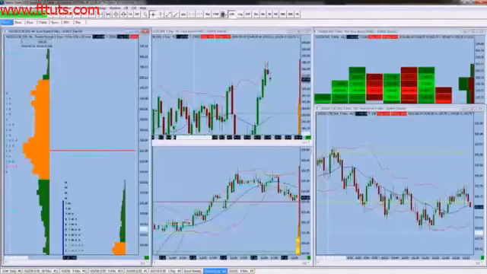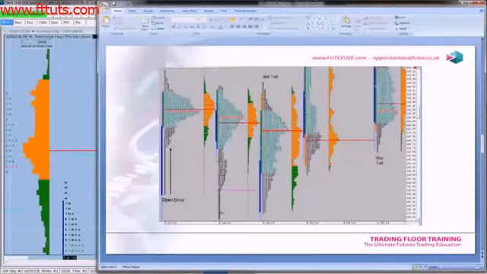So when we're looking at our structure, we're always looking for selling tails and buying tails to give us an indication as to who's taking control of the market. Who's got more armory? Who's got more guns?